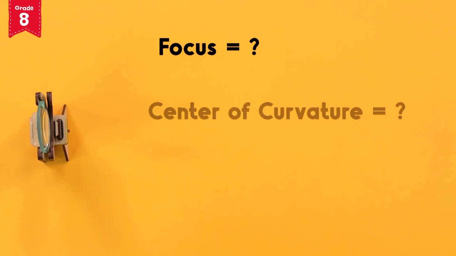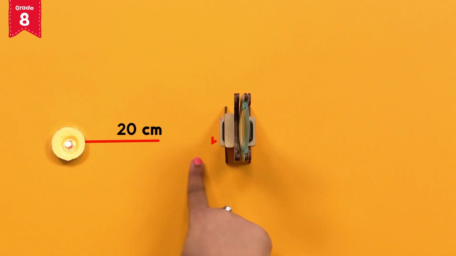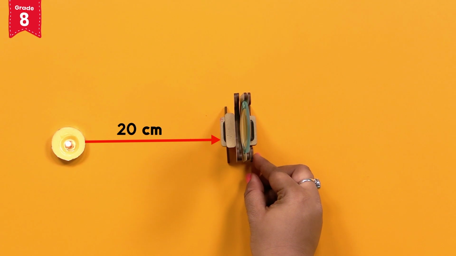First, we have to find the focus and center of curvature of the convex lens that we are using. Its focus will come around 10 cm as mentioned on the envelope of the lens, but it may not be exactly 10 cm. To find the focus, first find the center of curvature. For this, place the lit candle at around 20 cm distance from the lens.